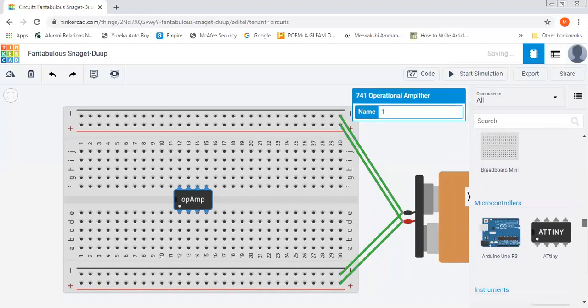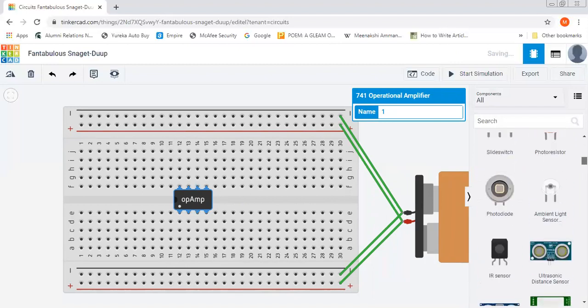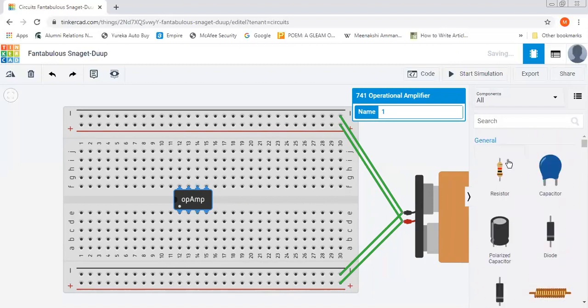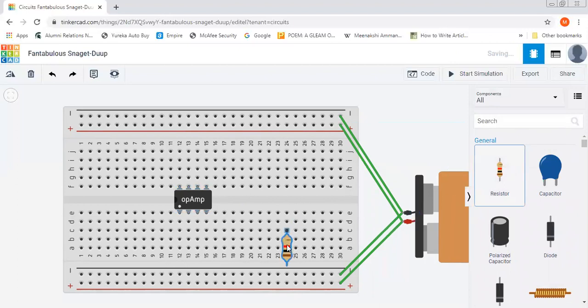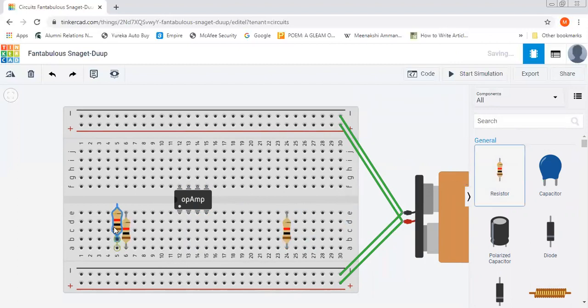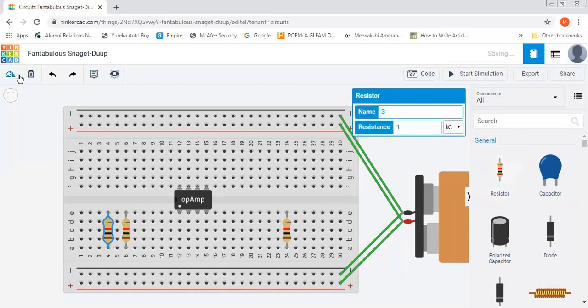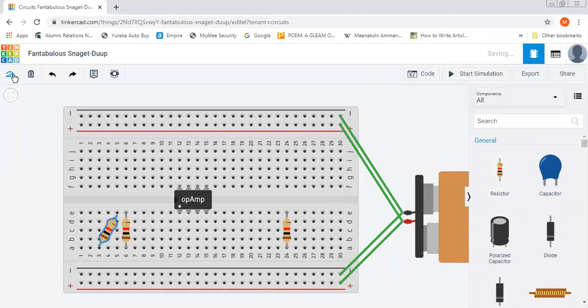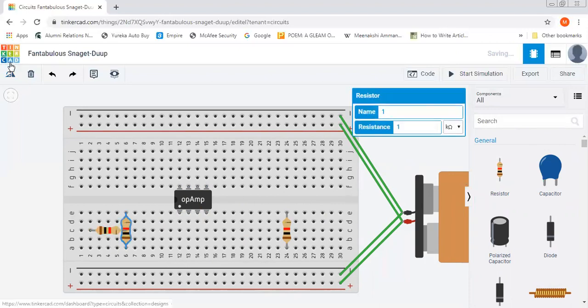And let us bring some resistances. We will require 3 resistances. So 1, 2, and 3. Let us rotate them. So all these 3 resistances I have selected of 1 kilo ohm.